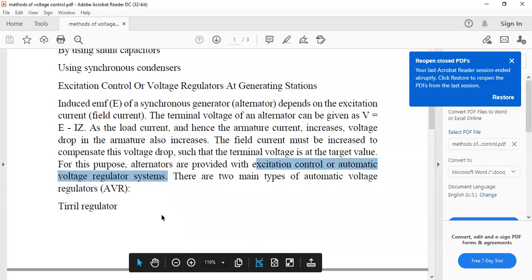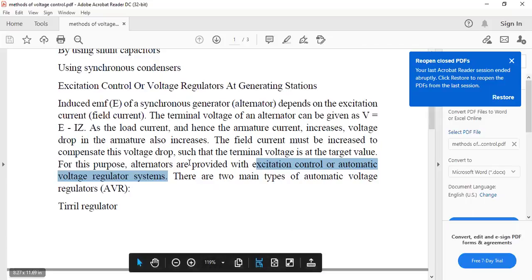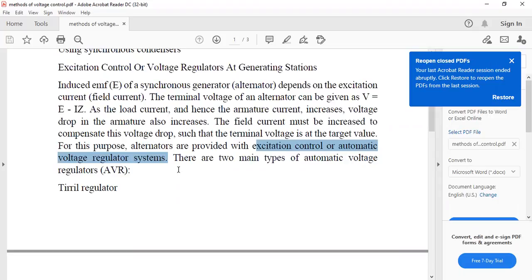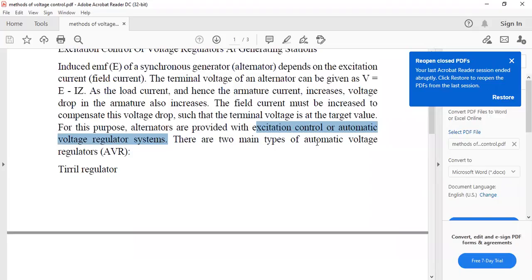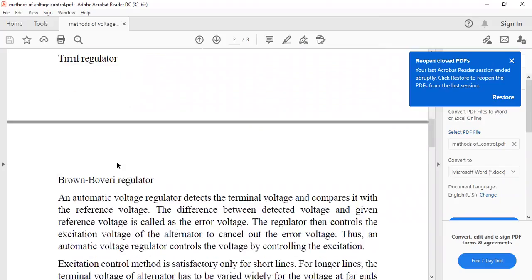Automatic voltage regulators means the value will be fixed in the controller. Whenever the terminal voltage is less than that tolerable limit, this regulator will automatically regulate the voltage and provide some extra voltage to maintain it. By regulating the voltage, we are minimizing the voltage drop within the tolerable limit. In this excitation control or automatic voltage regulator system, there are two types: one is the Tirrill regulator, another one is the Brown-Boveri regulator.